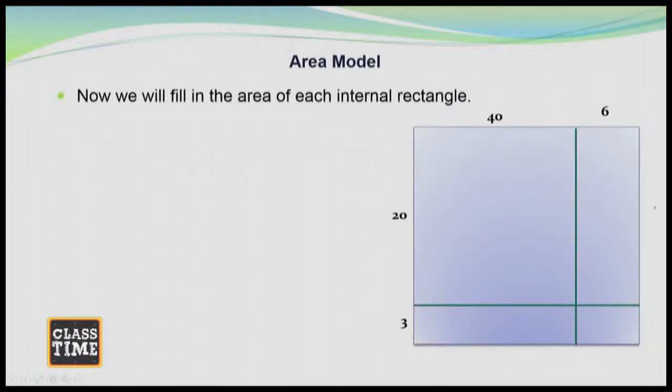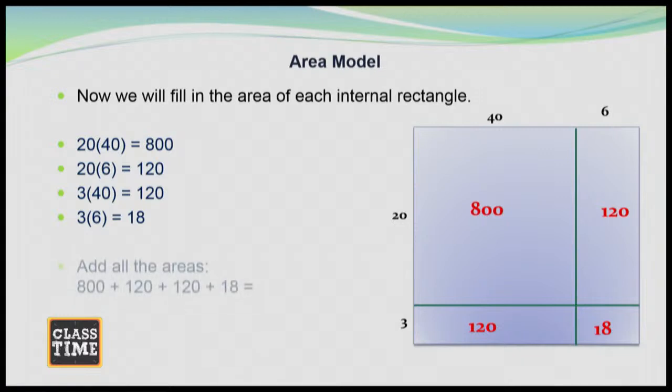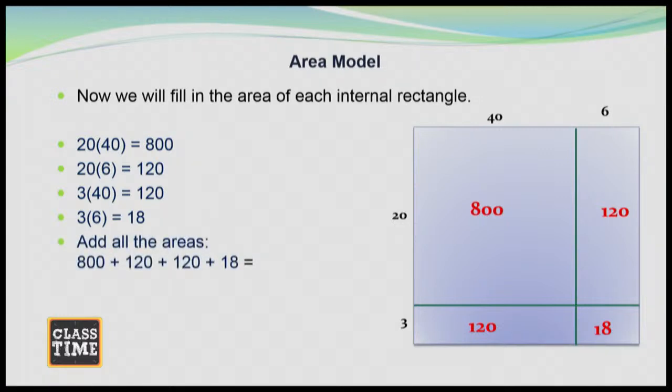And so here we are going to just go ahead and add them. It's 20 units times the 40, which would give us 800. The 20 units times the 6 would give us 120. The 3 units times the 40 would give us 120. And the 3 units times the 6 would give us 18. And of course, we would add all the areas and we would get that grand total of 1,058 unit squares.